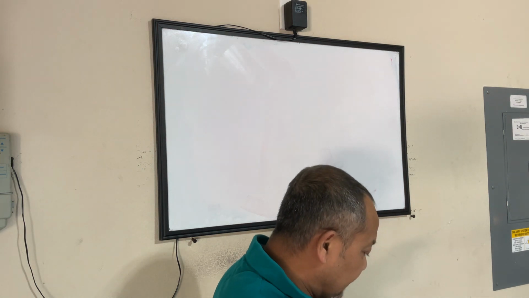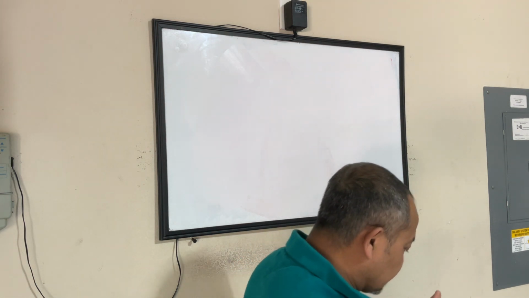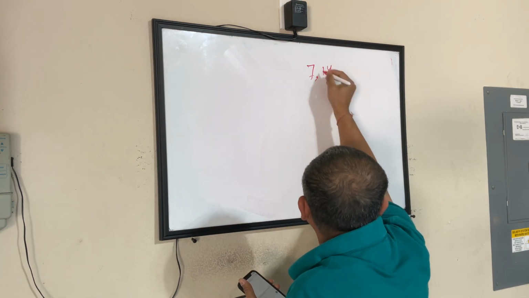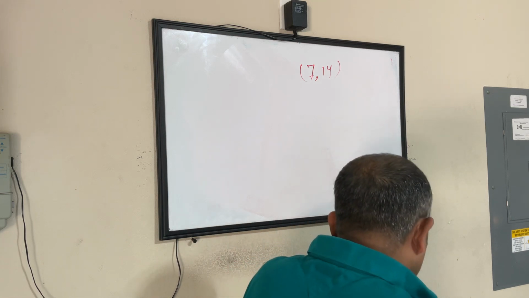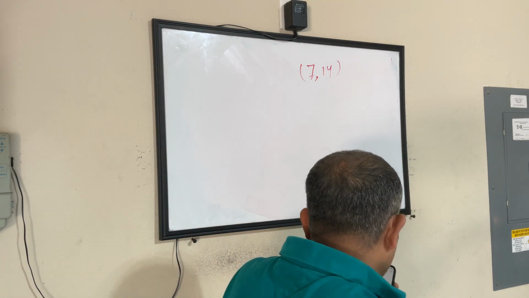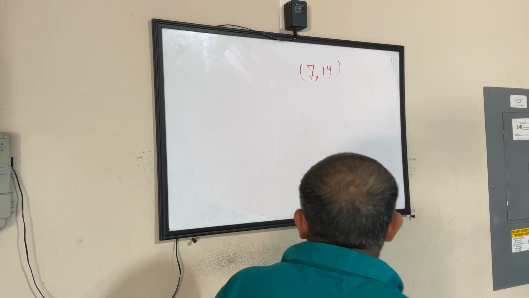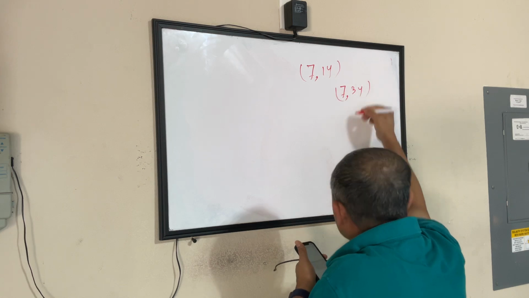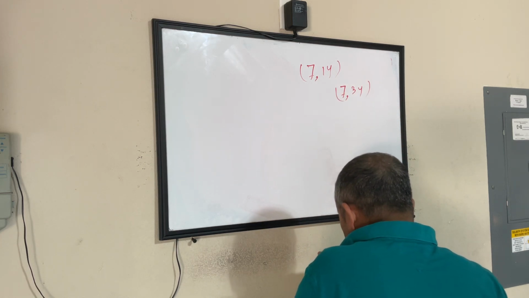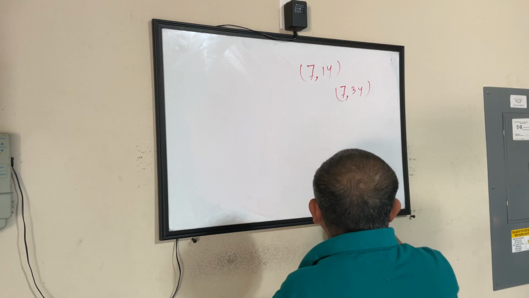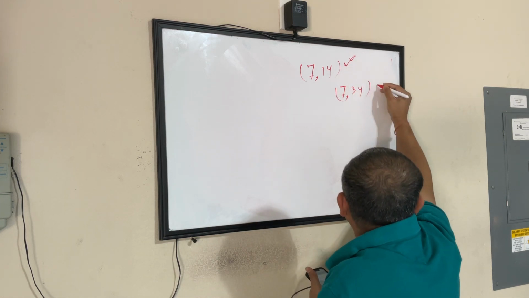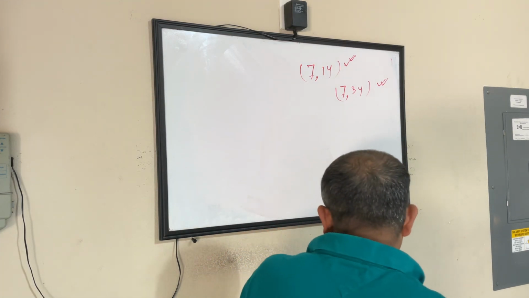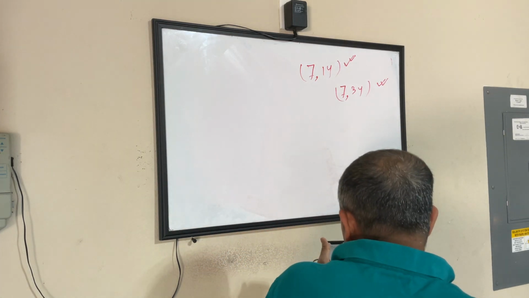A circle in the xy plane has its center at 7, 14. If the point 7, 34 lies on the circle, which of the following is the equation of the circle? So this is the center of the circle. This point lies on the circle. Basically, this is one of the points on the perimeter somewhere.